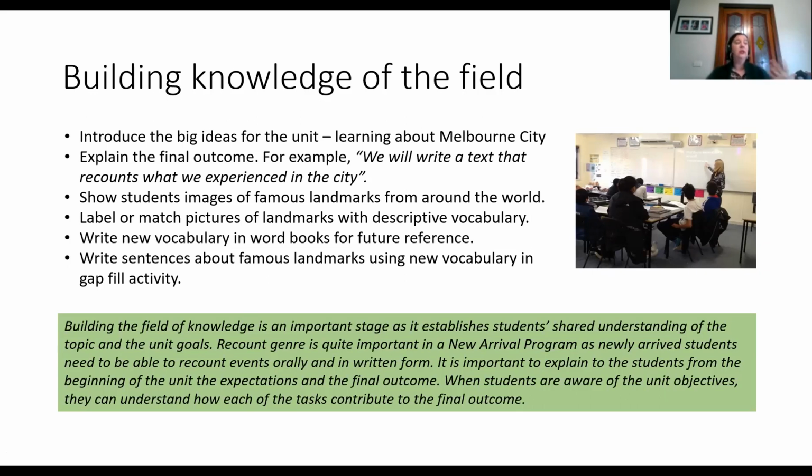So we told them that we're going to write a recount from our experience in the city. Then we showed students famous landmarks from around the world. We labeled the pictures with the landmarks, and we had descriptive vocab. And then there were new words introduced, like synonyms, where we had a word book where the students would copy the word in the word book plus the meaning in the first language as well. And they had to write sentences about famous landmarks using new vocab, like filling the gap activities.